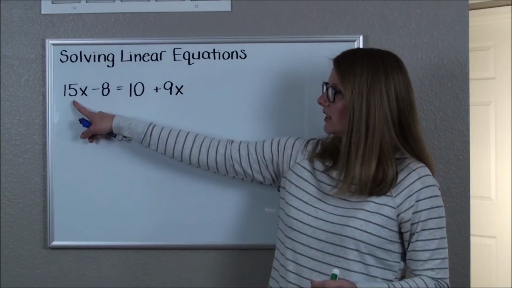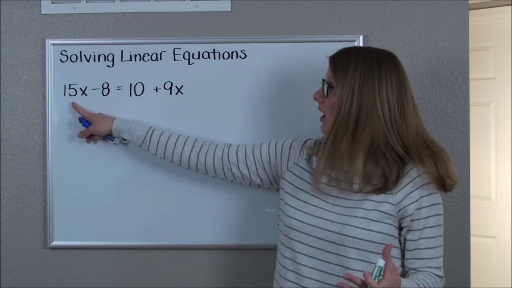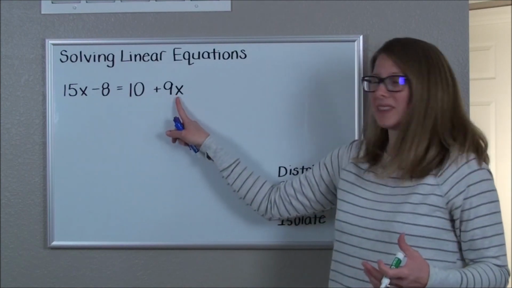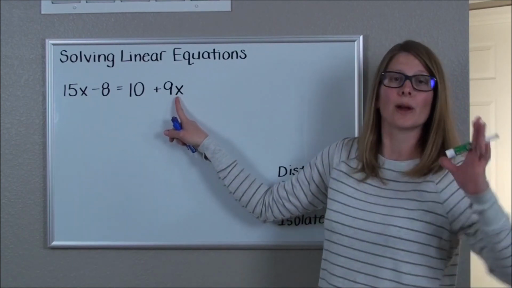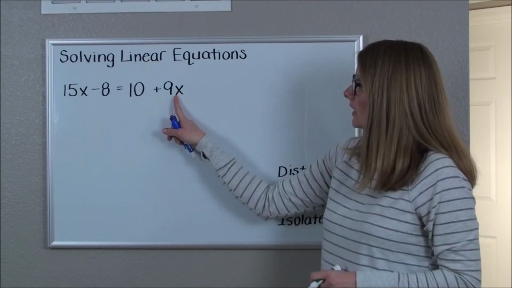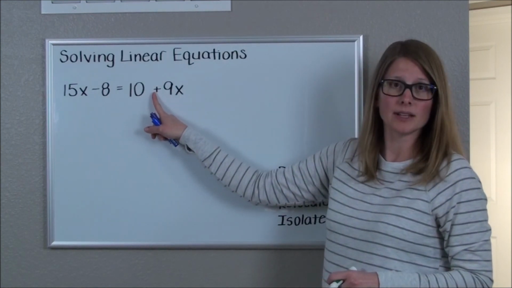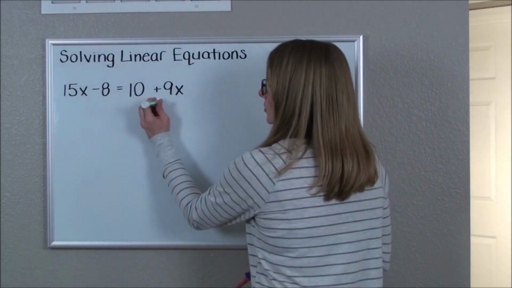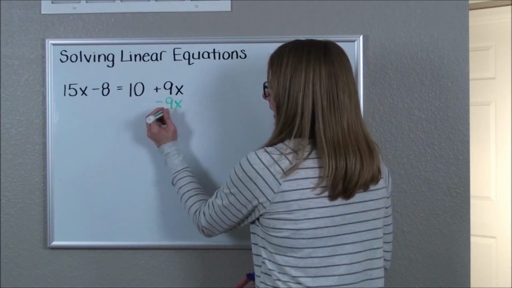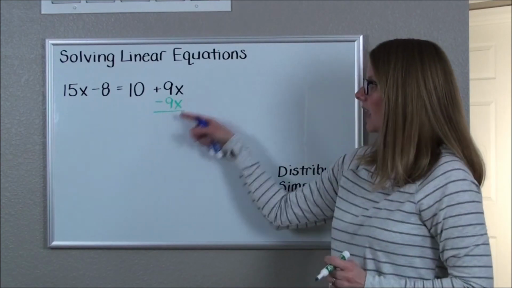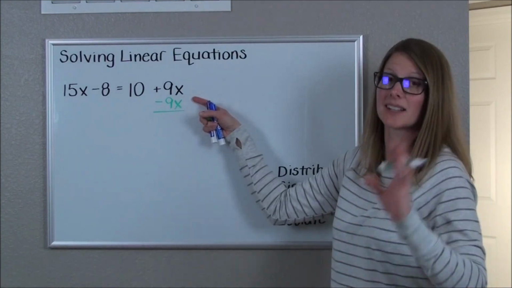So this 15x, I like it because it's on the left side of the equals, but this 9x I don't like. It's on the right side. Let's put it over on the left. Because it is currently a positive, what I'm going to do is subtract that 9x to remove it from the right side. And I can see if I had 9x minus 9x, it's now gone.